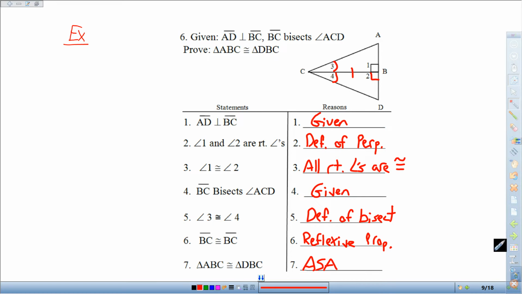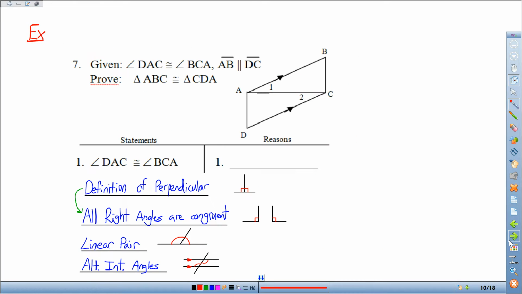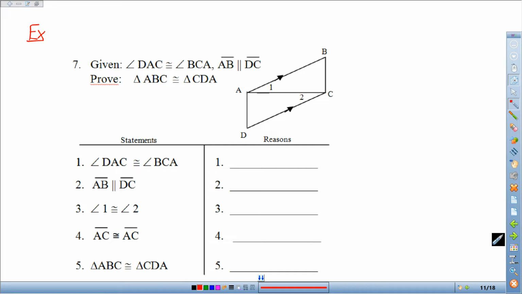Okay. All right, so let's keep pushing along. There's a few examples I want to go over. So let's take a look at number 7. All right. First things first, take a look at your first piece of given information. They're telling us we have two congruent angles. All right, there's our first statement. Why do we know that? Because it's been given.